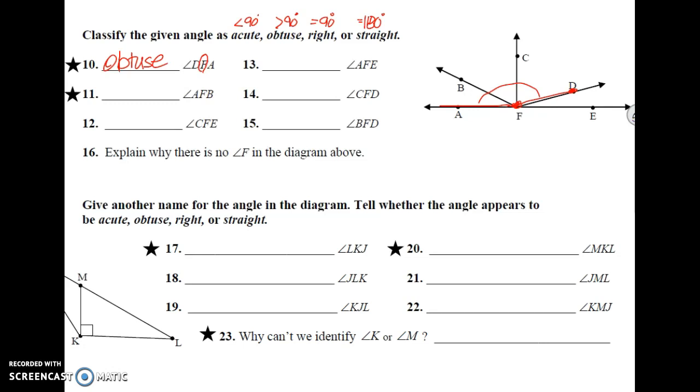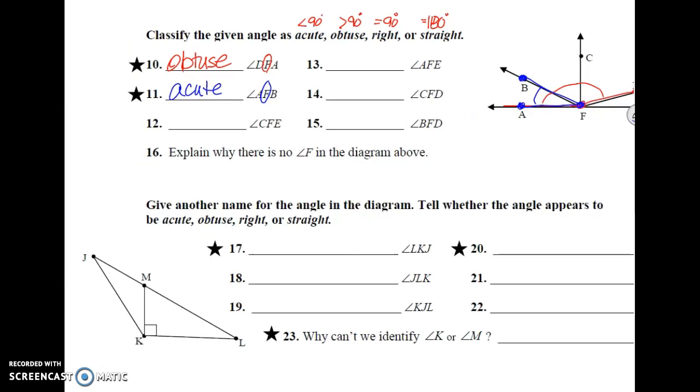Question number 11, we're going to trace that out in blue. Remember, we're going A to F to B. We start at A, then we go to F, and then we go up to B. I'm lucky that I have colored markers. If you had those, that would be a good resource. We're measuring between those two blue lines, and that is a small angle, measuring an acute angle.